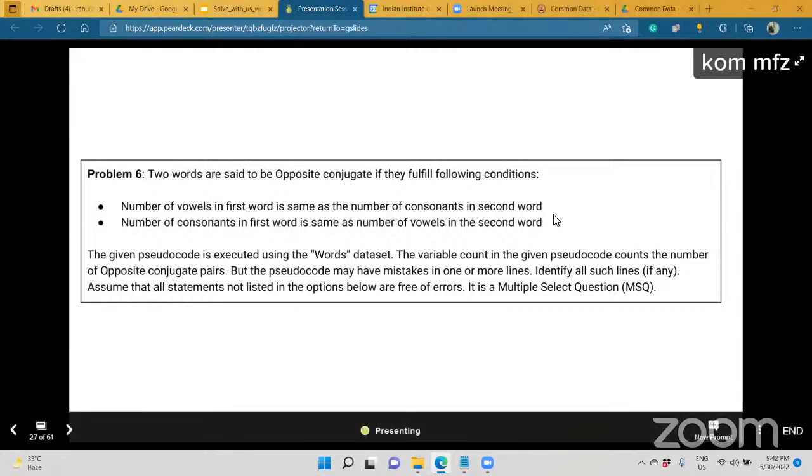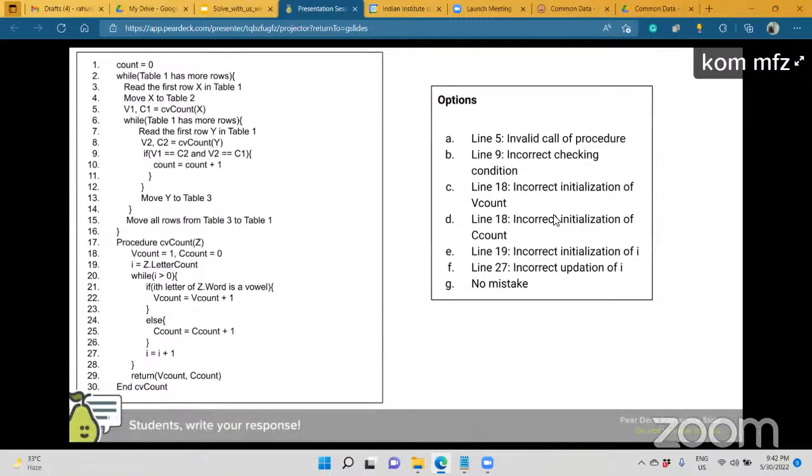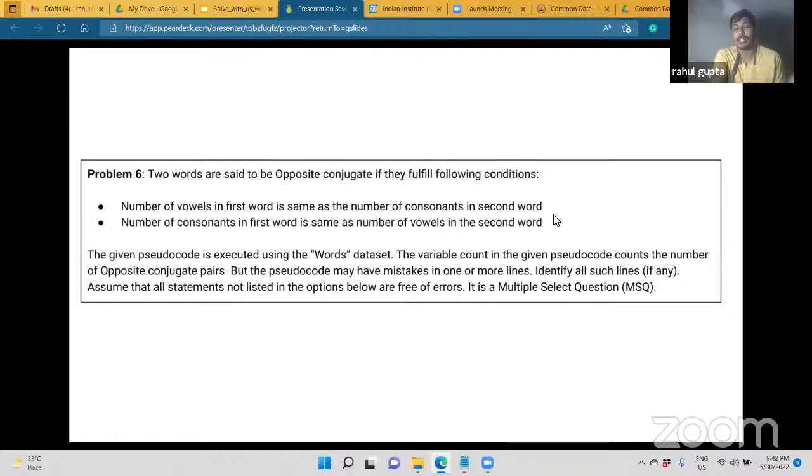Okay, so this is just the slide. Sir, wait, one minute. Okay, so let me take one common thing. What do you understand by conjugate, opposite conjugate?